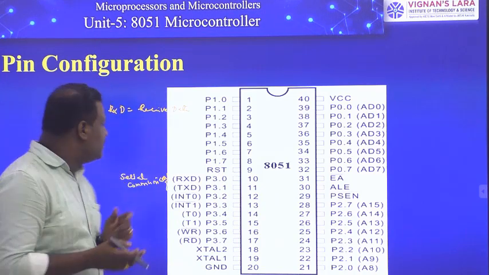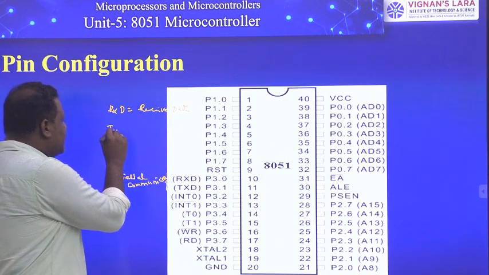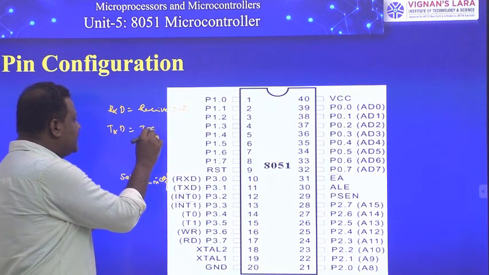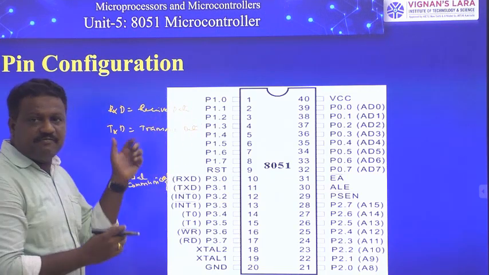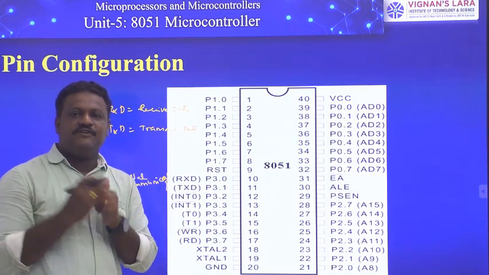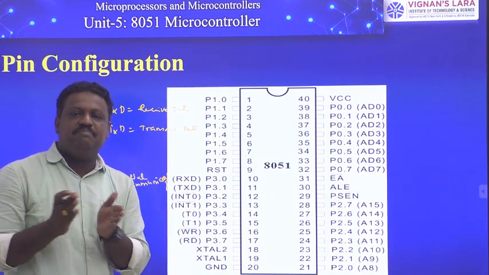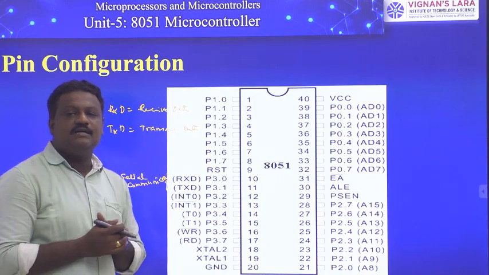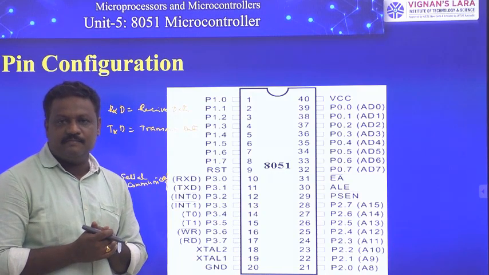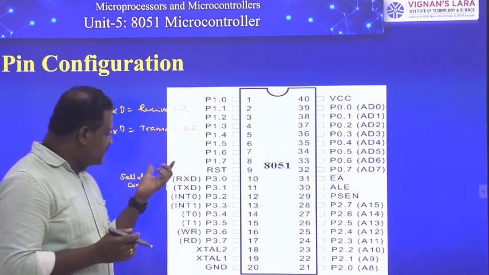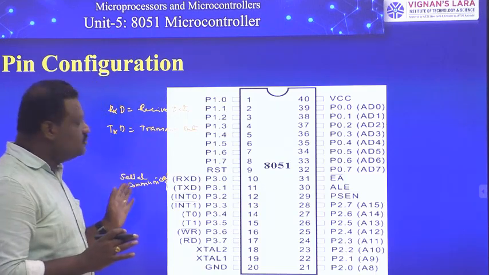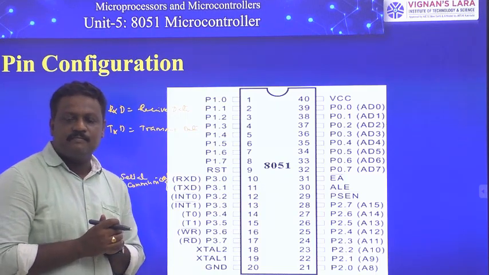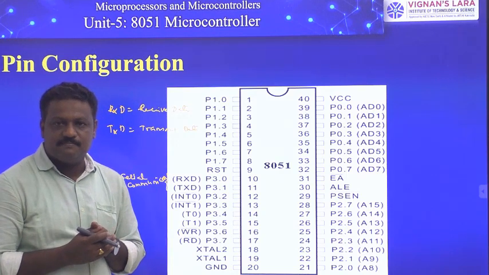And similarly, the next signal is TXD, meaning transmit data. With the help of this signal, your controller transfers data to an external device bit by bit. So these two signals are very helpful to us to do serial communication in 8051 basic systems.